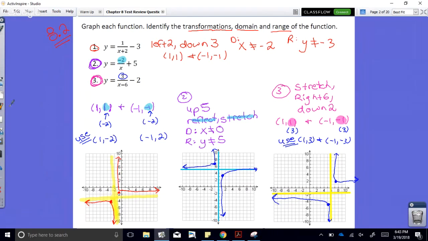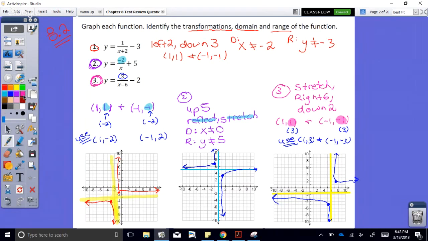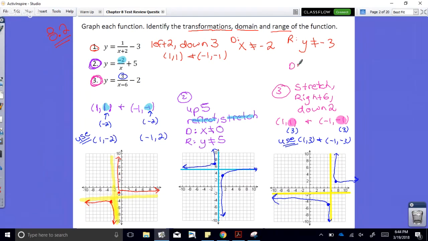Oh, I forgot domain and range, so let's go ahead and add that real quickly. If we have left, right, up, or down, domain always goes with h, so it's x cannot equal 6. And the range always goes with k, so the y cannot equal -2.